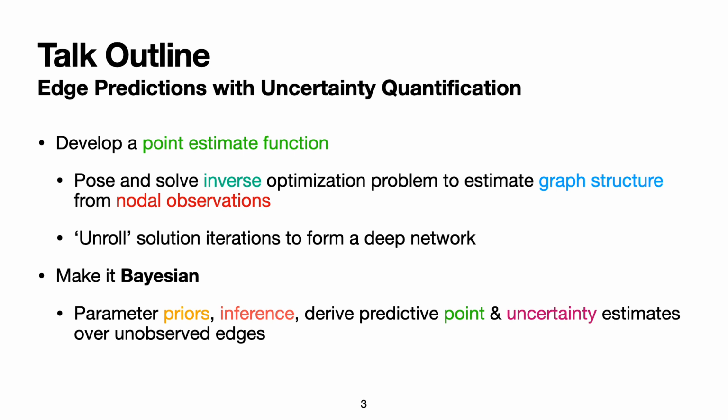So how are we going to do that? Here's a quick outline of the talk. First, we're going to develop a point estimate function. We're going to do this by posing and solving an inverse optimization problem to estimate the graph structure from the nodal observations. Then we're going to unroll the solution iterations to form a deep network. Then we're going to make it Bayesian. We're going to put priors over our parameters, we're going to perform inference, and we're going to derive point and uncertainty estimates over these unobserved edges from the posterior predictive distribution, which we'll introduce later.